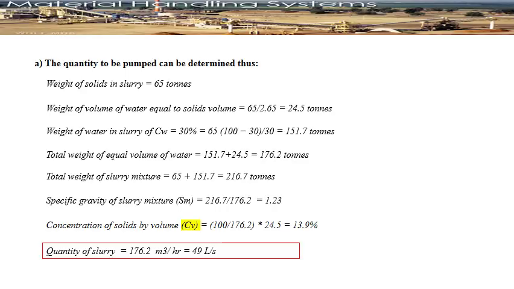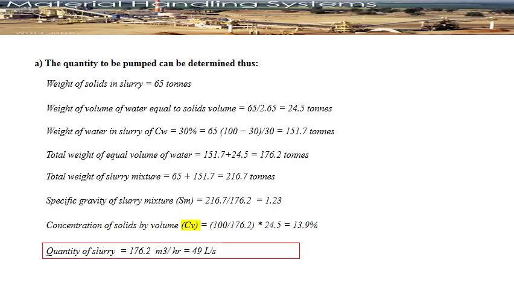So the water density is 1000, and thus we can say it's 1 cubic meter per ton, and then we just simply say that the quantity of the slurry, by using the equivalent weight of the water to volume, we are going to change it to cubic meter per hour.